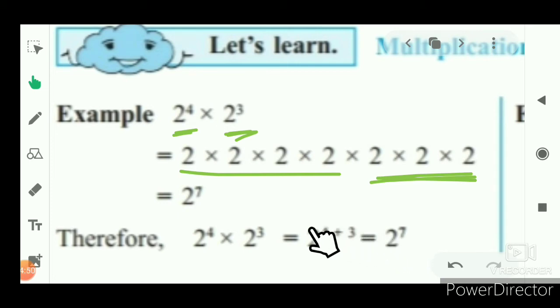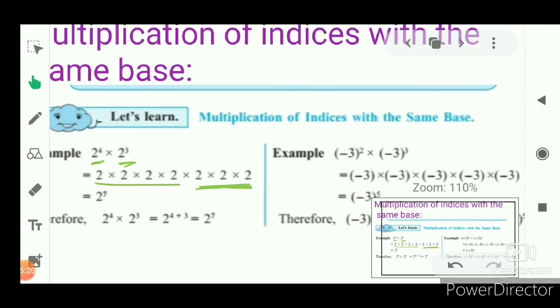Okay, what does it mean? It means that if we multiply the two indices, here these are the two indices, 2 raised to power 4 and 2 raised to power 3, and if you multiply them, then the powers get added. In multiplication of two indices, the powers of the indices will get added. Okay, here the powers 4 plus 3 will give 2 raised to power 7. Let's see another example.